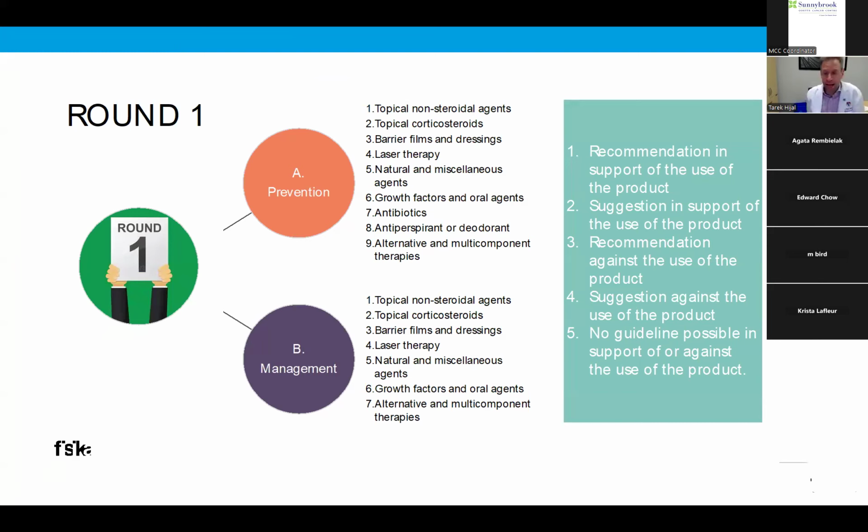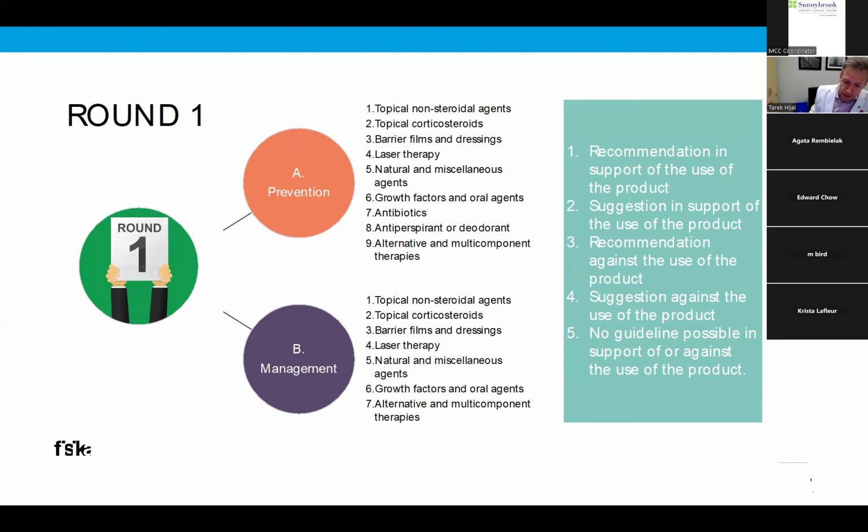And we went through a modified Delphi exercise. I will present round one, which was more theoretical, and then Jeff will dig deep into rounds 2, 3, 4 and show you what we ended up finding. So round one was divided into round 1A and round 1B, and every round was divided into A and B, A for prevention and B for management, because those are completely different topics within dermatitis. We looked at the categories that you see here.